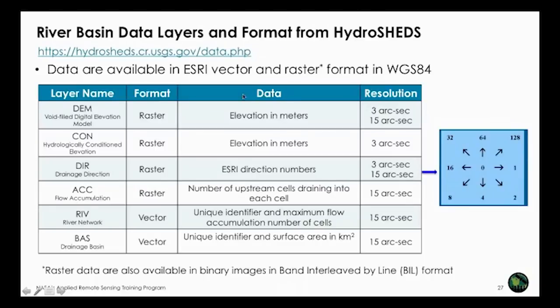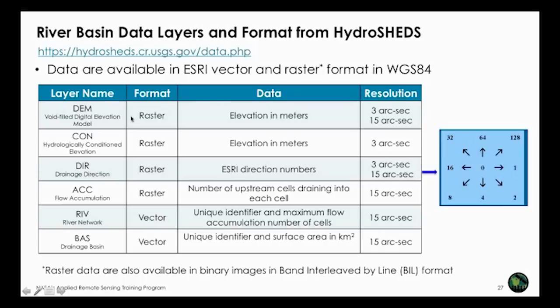So how to get the data? We saw what kind of formats they are in. All these data are ESRI compatible, so they can be used in GIS. They are either raster or vector format, and they are in geographic format, so it's WGS84 format.